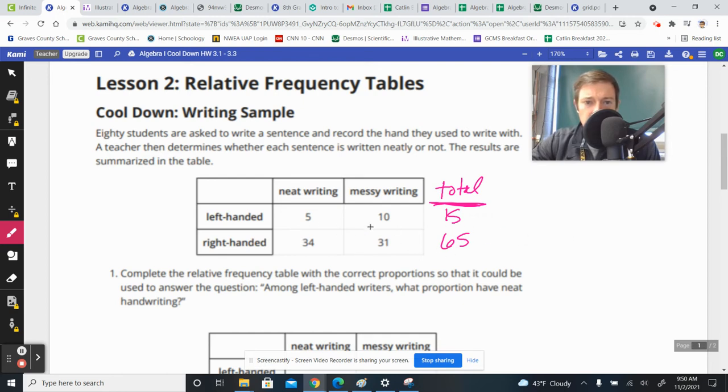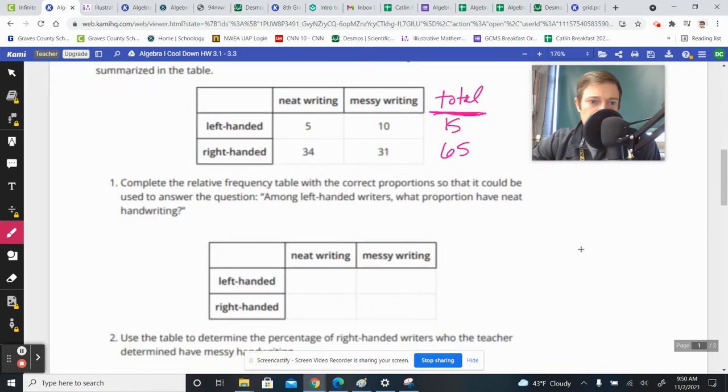But the reason I went along the rows here was because of what number 1 asked you to do, which was complete the relative frequency table with the correct proportions so that it could be used to answer the question. And this is the important part, among left-handed writers. So this population is a row set, right? Left-handed are on the rows, right-handed are on the rows, neat and messy are columns.